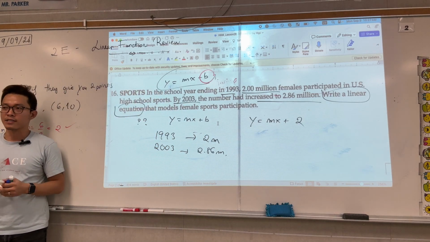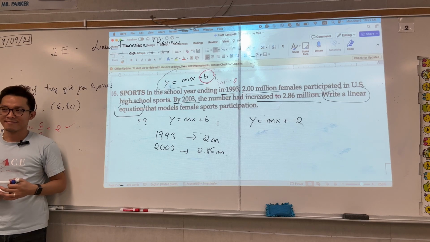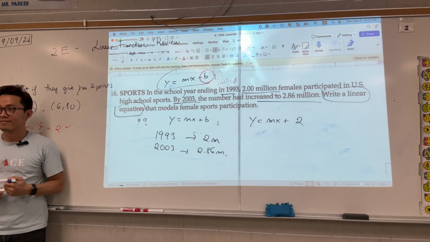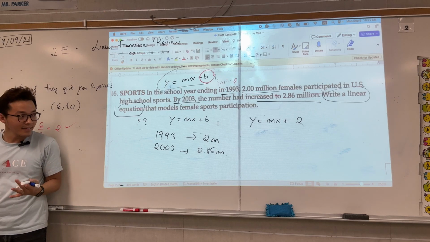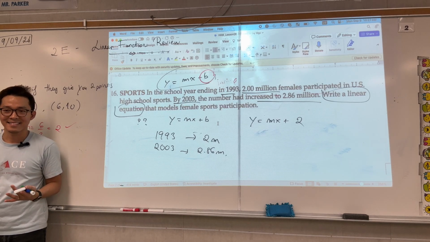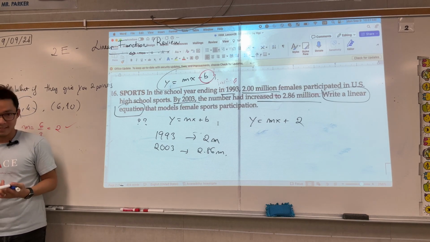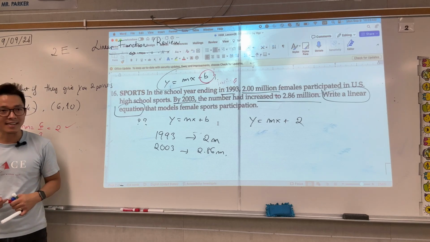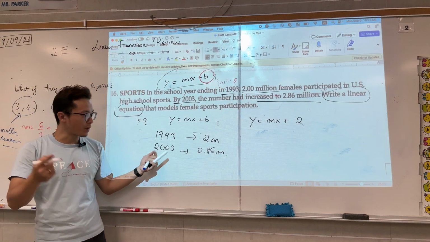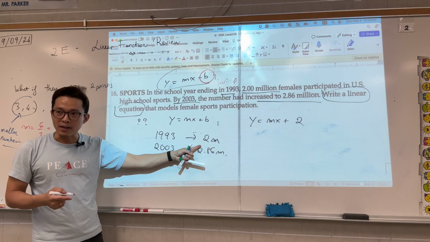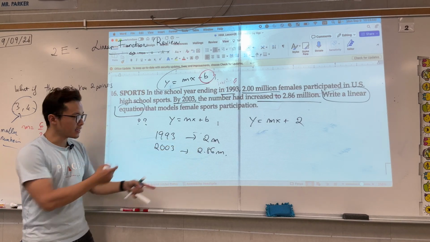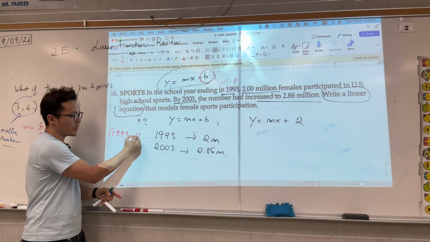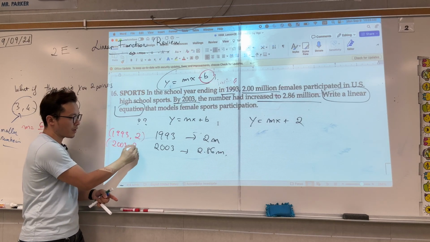How do you find the slope? Divide by the change in x. Bingo. That's it. Do you hear what he said? So one point for Donovan. Actually, you found the slope. This is x, this is y. This is the point: 1993, the point 2. 2003, the point is 2.86.